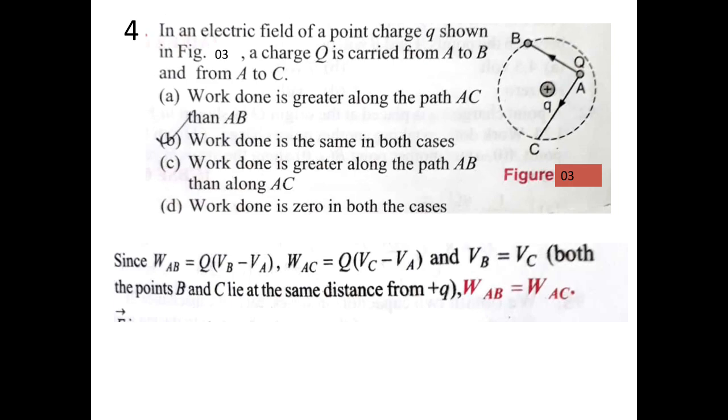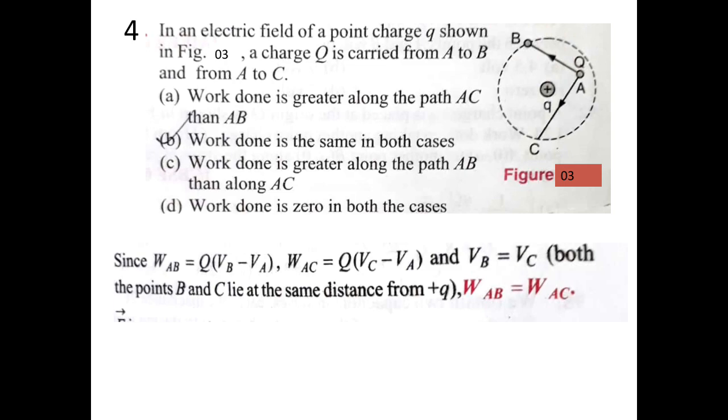In question number 4, in an electric field of a point charge Q shown in the figure, a charge capital Q is carried from A to B and from A to C. Now what will be the work done? 4 options are given to you. You have to select the correct option.